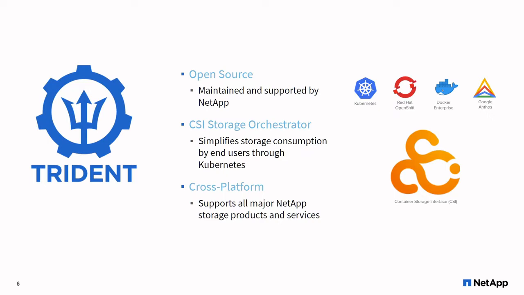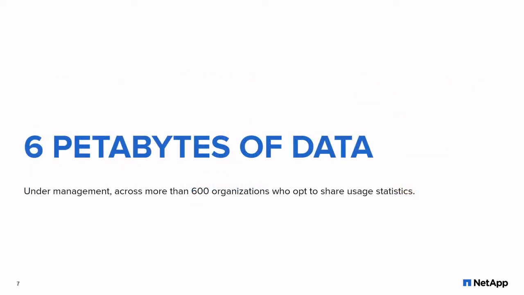This solves a big problem when it comes to connecting your storage to containers which are otherwise ephemeral. What we've seen from the people who've adopted Trident so far is there's about 600 organizations that are sharing usage data with us, and across those organizations there's over 6 petabytes of data in management under Trident. And we think that number is going to continue to grow as more companies figure out how to simplify and really start to enjoy the benefits of running stateful programs on top of Kubernetes.